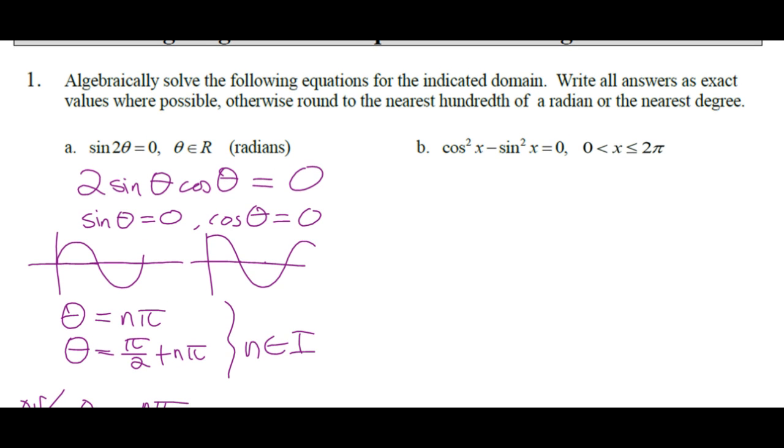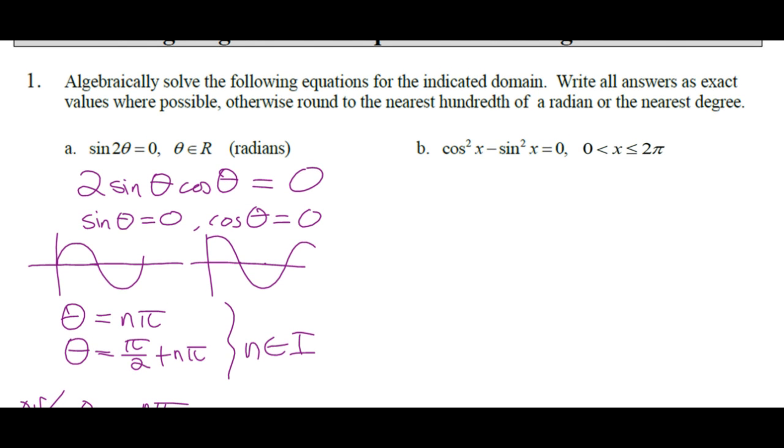Okay, so either one, they're both right. Cos squared minus sine squared equals 0. So we need to get it in terms of sine or in terms of cos. Let's replace the sine squared. So let's go cos squared x minus, what's sine squared in terms of cos squared? 1 minus cos squared x, right?